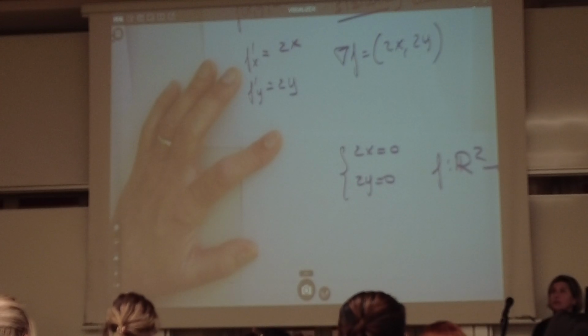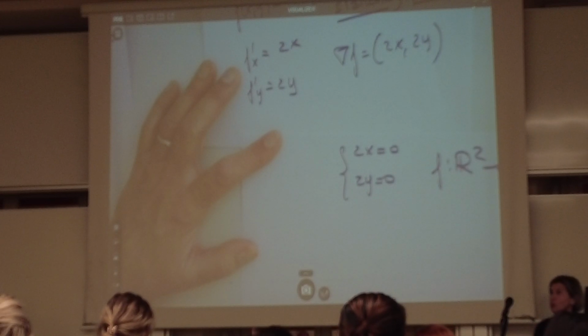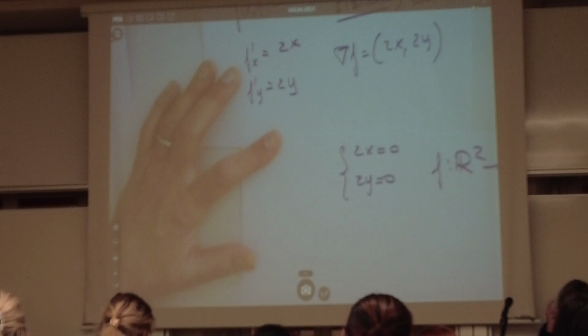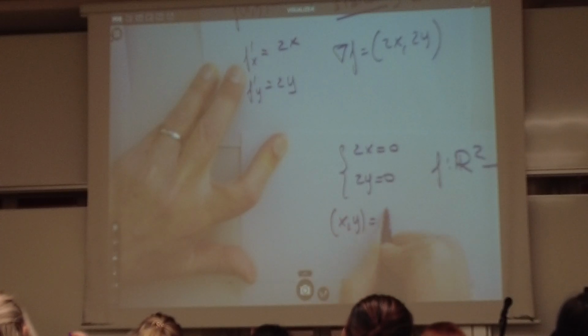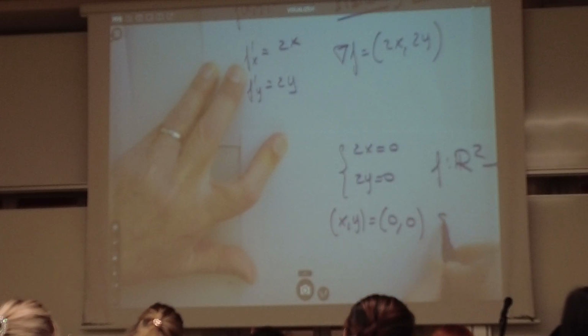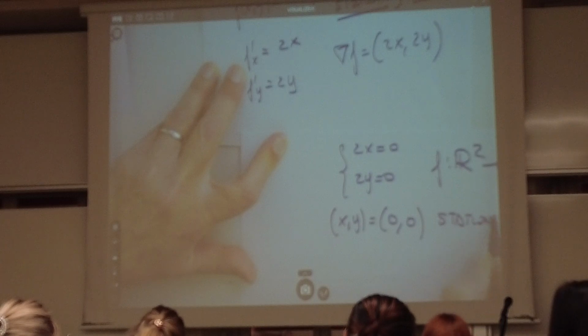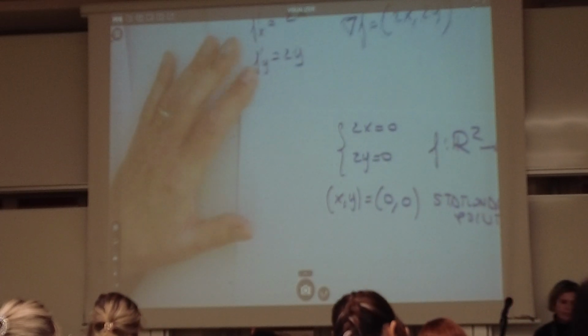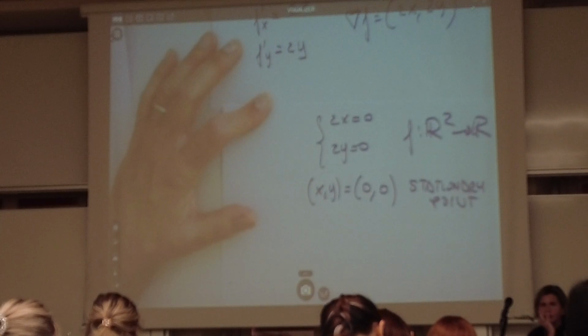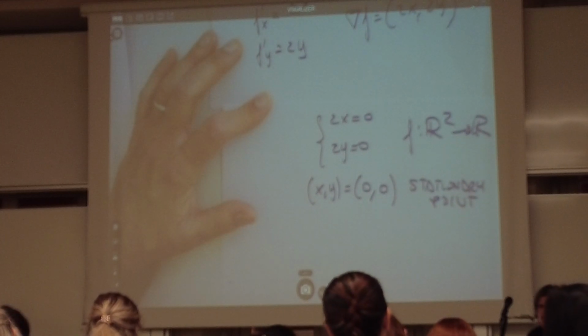Do you believe that we can do that? It's the first order equation, yeah? You divide by 2 in both of them, and you discover that the stationary point is given by 0, 0. This is called the stationary point. And it is just 1 point. And it is given when the gradient is equal to 0.